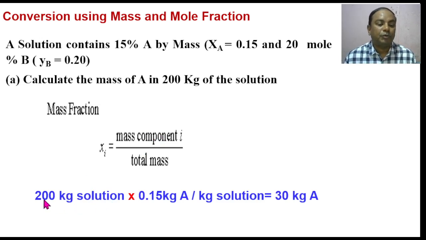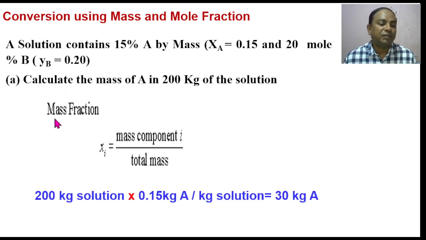Okay, so 200 kg of solution, total mass. In that, the mass fraction of A is 0.15 kg of A, and the answer comes out to be 30 kg of A. That is, the 30 kg of A is one of the components, that is A, present in 200 kg of the solution. Okay, 200 kg of solution contains 30 kg of A constituent.